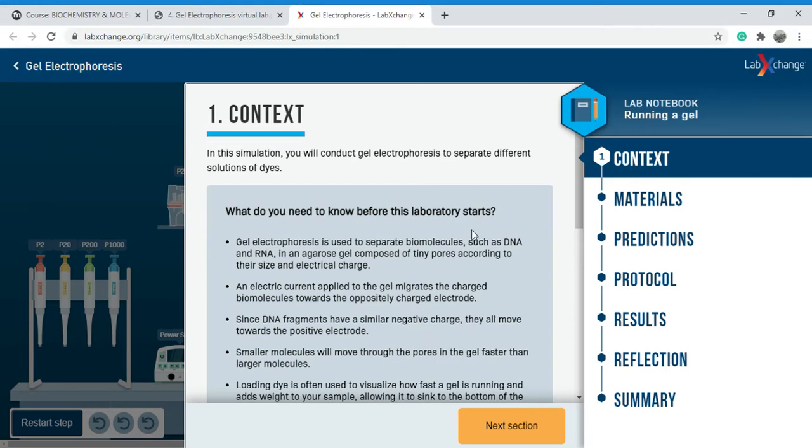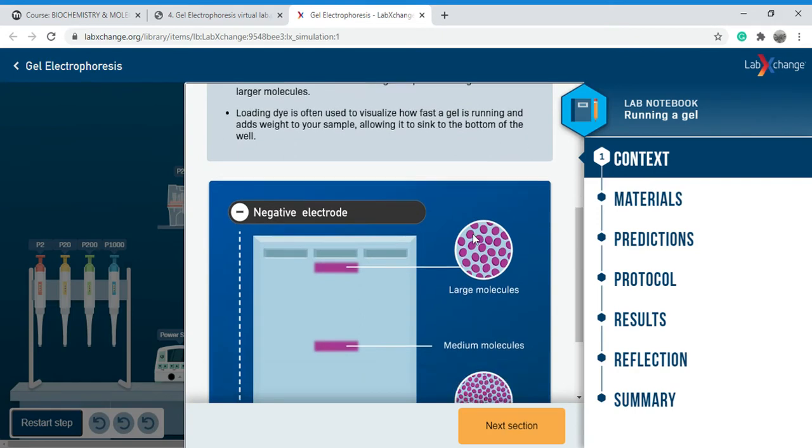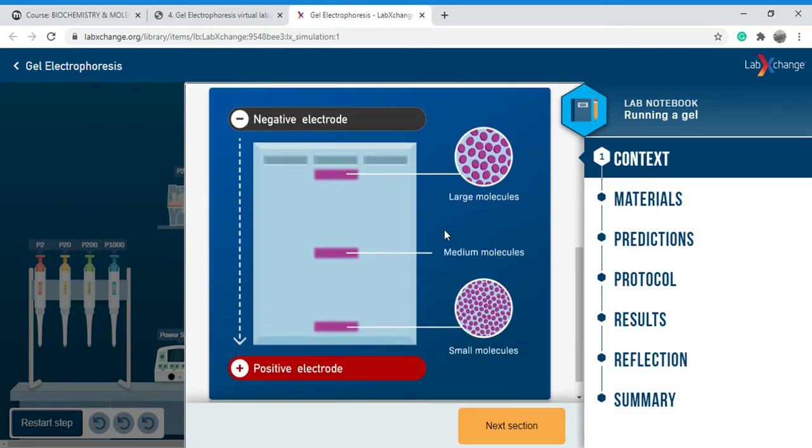Good morning. Today we'll be doing a gel electrophoresis lab, and we'll be doing it to separate different solutions of dye. From what we could see, large molecules stay at the top, medium molecules stay in the middle part, and the smaller molecules move towards the positive electrode. Move on to the materials.